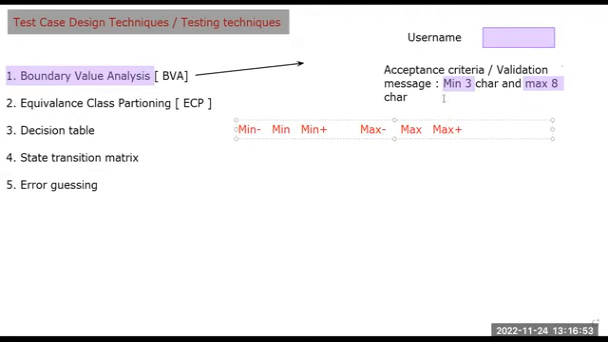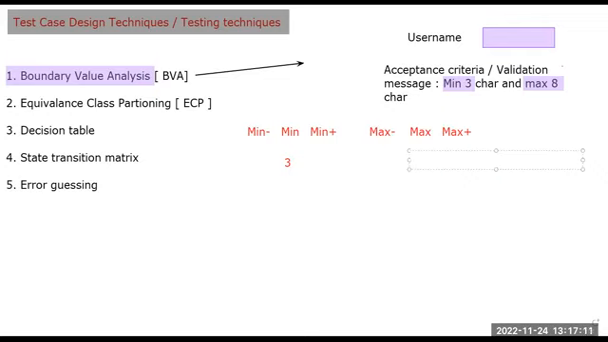You know that we have some minimum characters and maximum characters. So can someone tell me, what is the minimum character? Min means minimum character. So what can I write here? 3. And what is the maximum? 8 or 9?